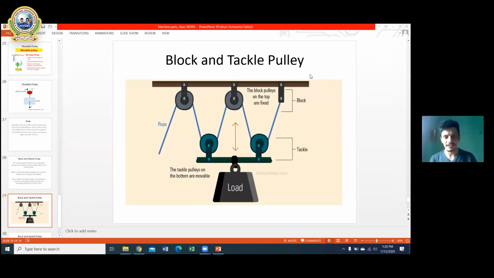It is the third category of pulley. Pulleys have three types, and this is the last one. It is also called compound pulley, block and tackle pulley, and mixed pulley. Just keep it in mind, okay? Don't be confused. You understand?